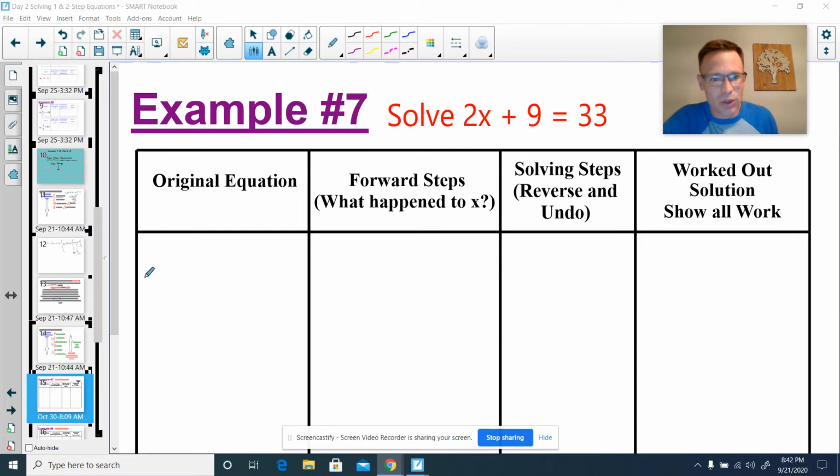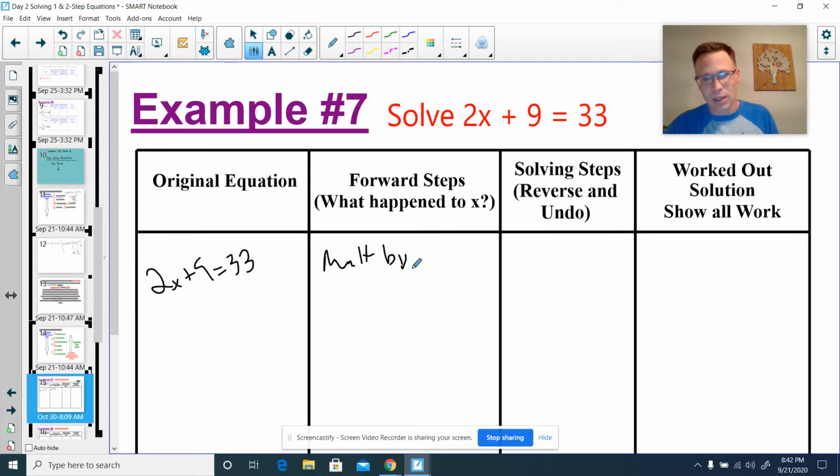So always writing the original equation, we got our 2x plus 9 is equal to 33. And it's asking what our forward steps are. What happened to x, right? And so now we have to think about our order of operations. If x was, say, 3, well, we would have to multiply it first and then add 9. So that's the order in which I'm going to do that. I would say multiply by 2. For, I think I said 3 before, I meant to say 2. Multiply by 2. And I wrote 3. My bad.